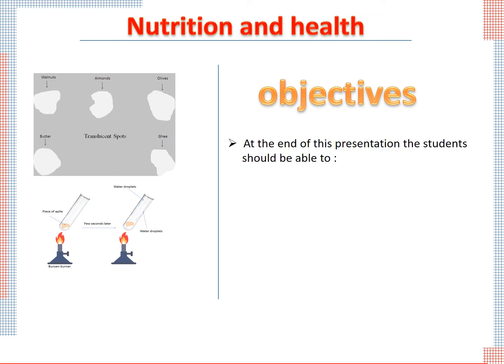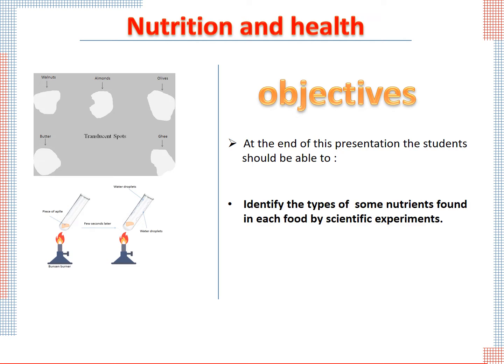Our lesson today is about nutrition and health. Objectives. At the end of this presentation, the students should be able to identify the types of some nutrients found in each food by scientific experiments, and pick out from figures the role of vitamins and mineral salts.